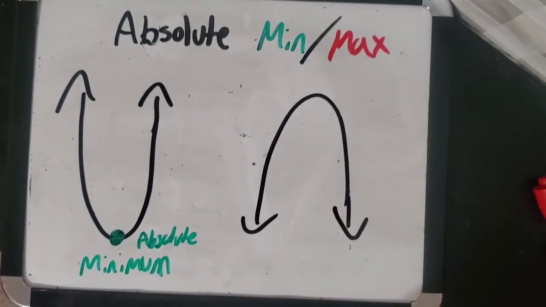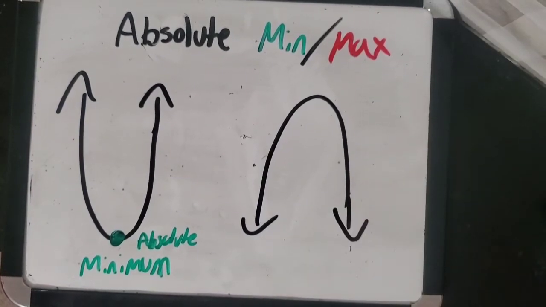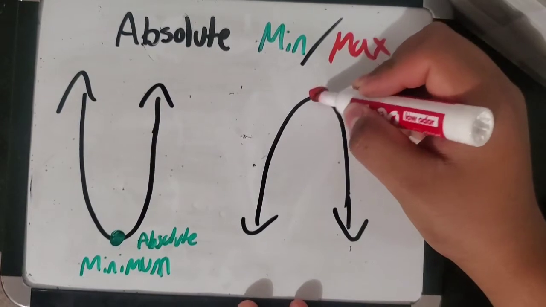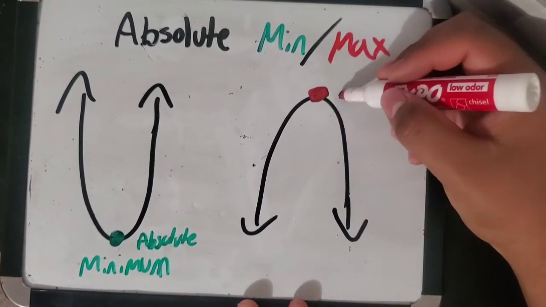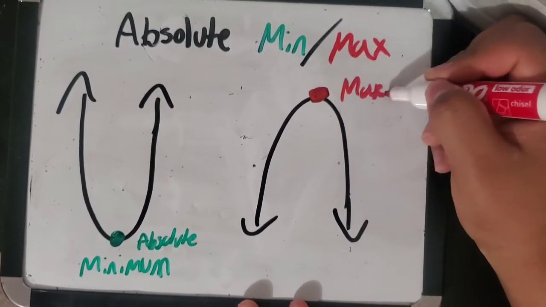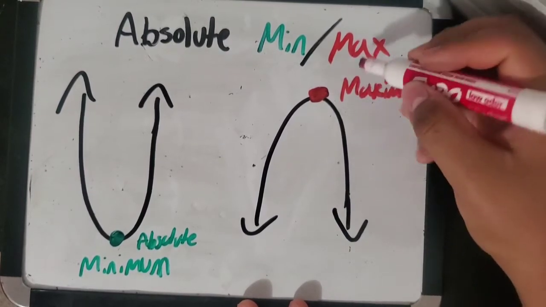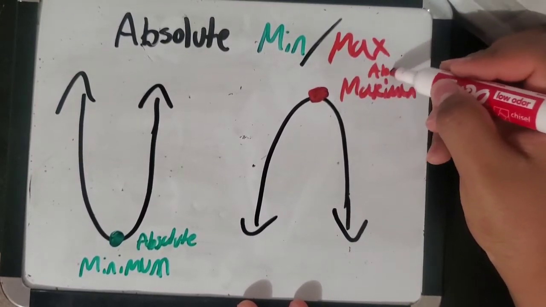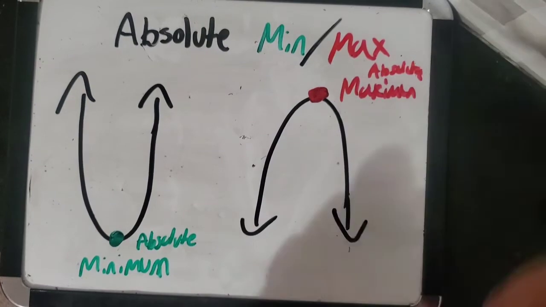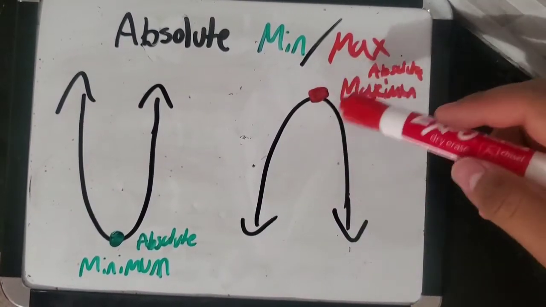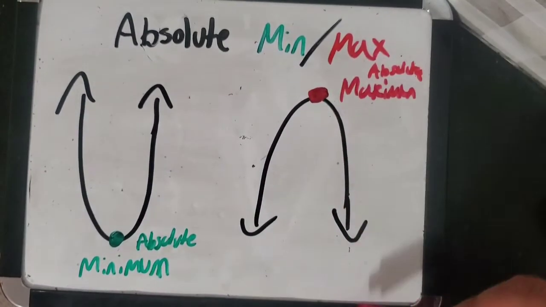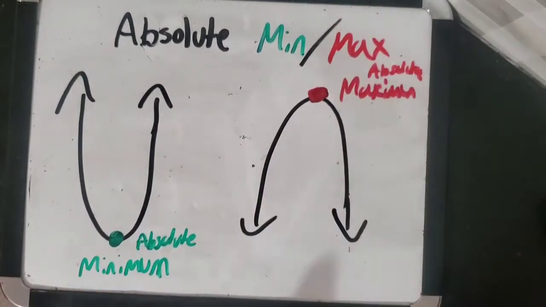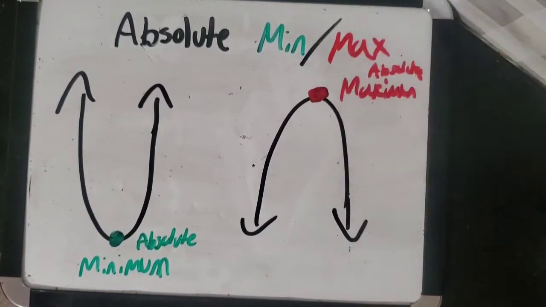Now, what about the maximum? Well, it's the highest point on the graph. It's the maximum. And that means it's an absolute maximum, because it's the highest point. All these where the arrows go, it's going all the way down. Meanwhile, this one's just the highest it can be.